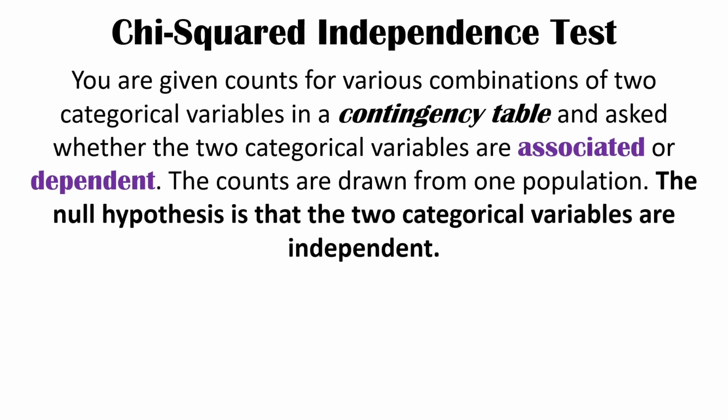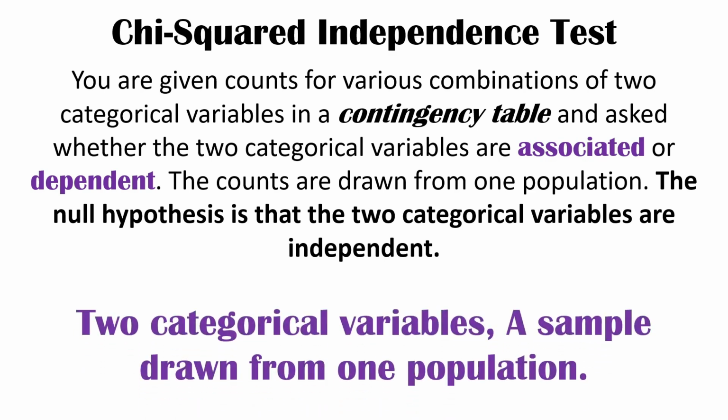So let's remember what we learned in the last lecture, the chi-squared independence test. This is where you're given counts for various combinations of 2 categorical variables in a contingency table. And you're asked whether the 2 categorical variables are associated or dependent. The counts are drawn from one population. The null hypothesis is that the 2 categorical variables are independent. A key thing to remember here is in this scenario, we have 2 categorical variables and a sample drawn from a single population.